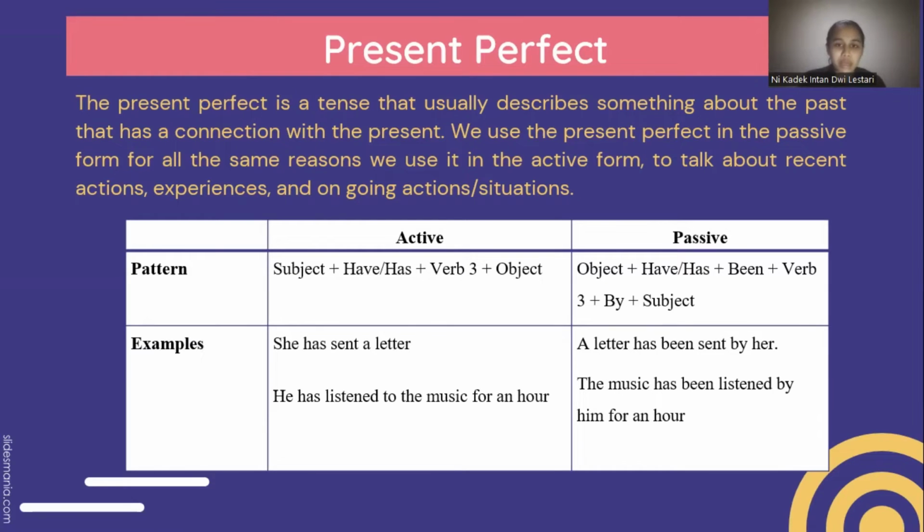For the patterns here, the first one is the active pattern: subject plus have or has plus verb 3 plus object. And for the passive, object plus have or has plus been plus verb 3 plus by plus subject. And for the examples: She has sent a letter. A letter has been sent by her. He has listened to the music for an hour. The music has been listened to by him for an hour.